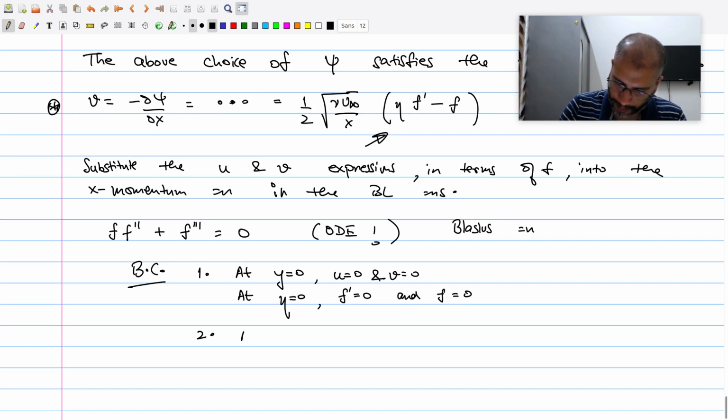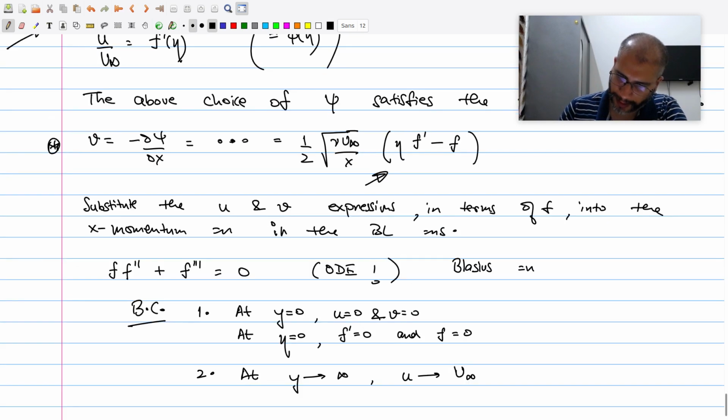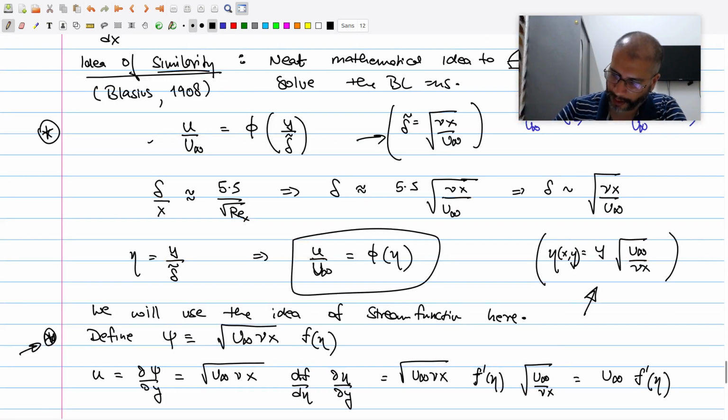The other boundary condition we had physically was at y tending to infinity. We said that at y tending to infinity, our u tends to the free stream velocity u infinity. So when y tends to infinity, from this expression for eta, eta also tends to infinity.